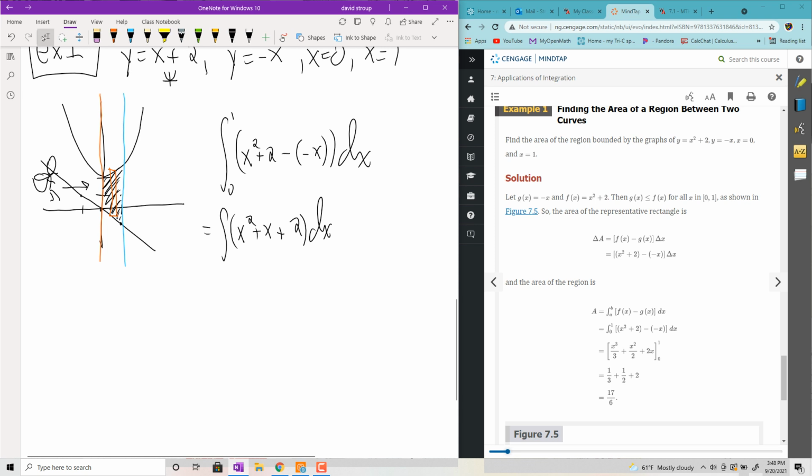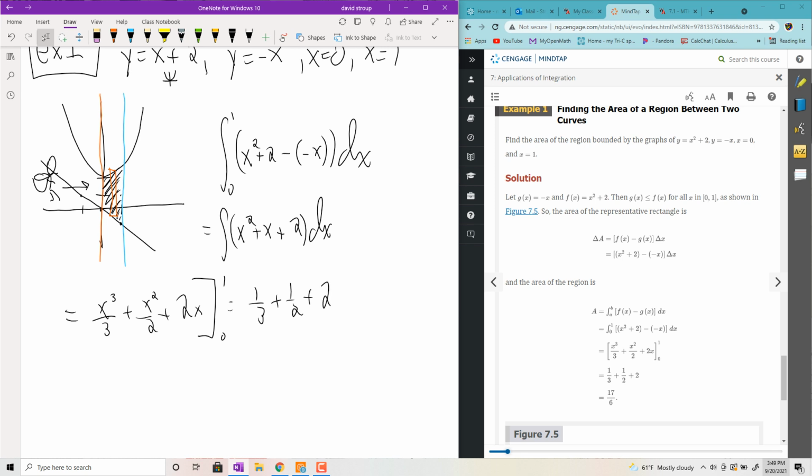Go ahead and integrate using the power rule. So x cubed over 3 plus x squared over 2 plus 2x, and evaluate now from 0 to 1. So it's going to be 1/3 plus 1/2 plus 2 minus 0. They're all 0, so just minus 0.